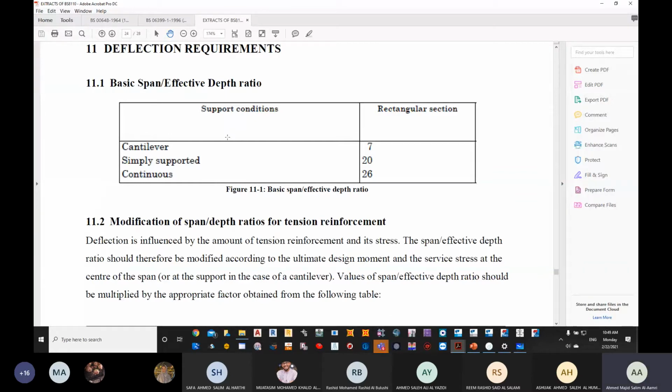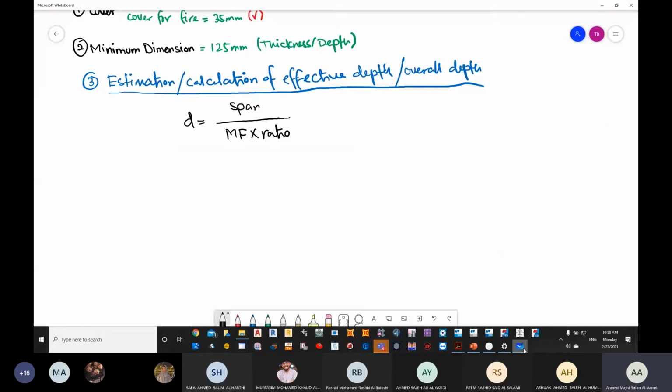And then you can see that you have different ratios. You have 7 for a cantilever, you have 20 for a simply supported, and then 26 for a continuous element. Okay. Now in this scenario, you can see that we have a basic span by effective depth ratio. So if we try to rewrite this sentence into an equation, we have basic span by effective depth is going to equal a certain ratio.